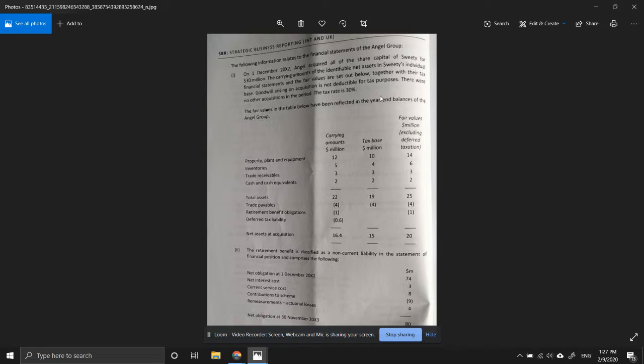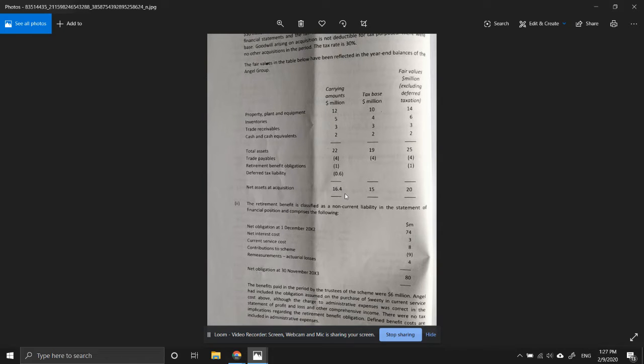There were no other acquisitions in the period. The tax rate is 30%. So this is the value, right? Even though it's in carrying amount, what we normally do, as we've always been telling, is that according to IFRS 3 Business Combinations, when we are acquiring a subsidiary, we value the assets at fair value, right? So this will be our fair value, 20, whereas the carrying amount is only 16.3, right? And the tax base will be near the carrying amount, so 15 million. So this will create a deferred liability, right?